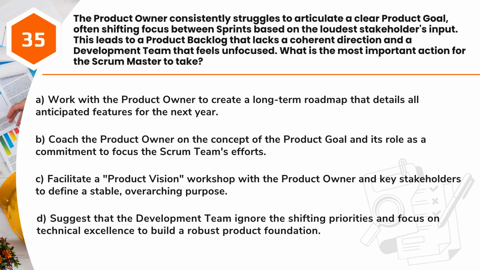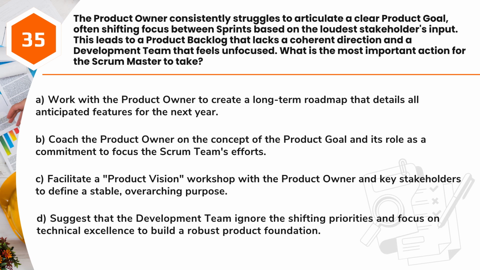Question 35. The product owner consistently struggles to articulate a clear product goal, often shifting focus between sprints based on the loudest stakeholders' input. This leads to a product backlog that lacks a coherent direction and a development team that feels unfocused. What is the most important action for the Scrum Master to take?